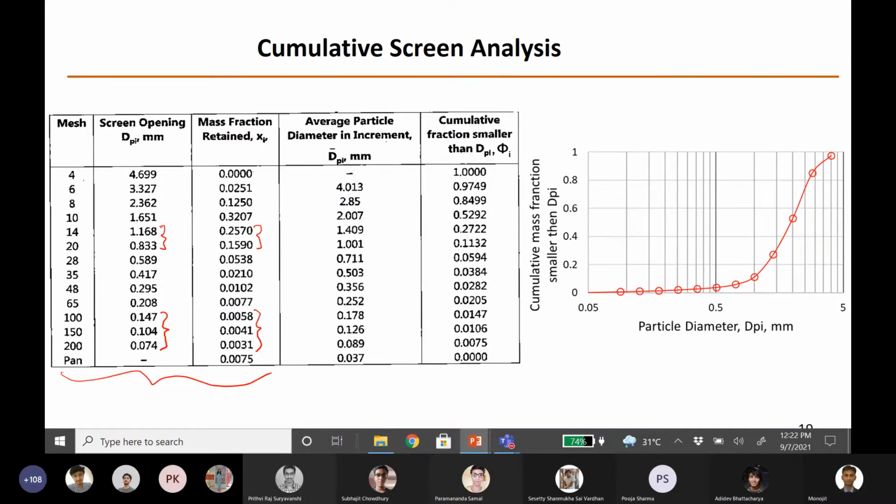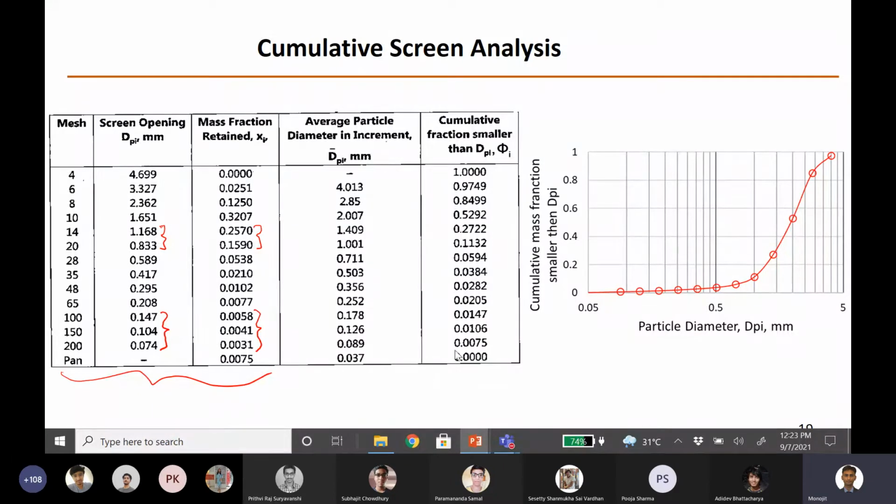0.075. That means what? Whatever particle that you have which is smaller than the mesh number of that specific screen, that is the cumulative mass fraction of that screen. Like that's why it is 0.074. It's not 0.074 plus 0.0031. It's not like that. So make it clear, if I say the cumulative mass fraction of a screen is this, that means whatever particle that is smaller than that specific screen is the cumulative mass fraction. Look at this table carefully, you will understand.